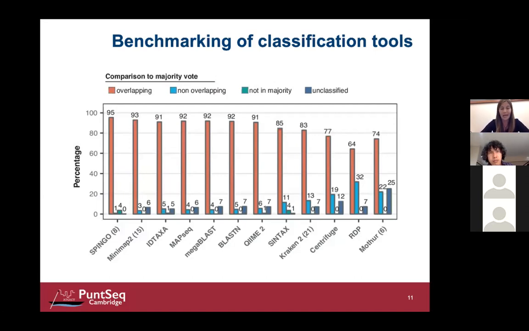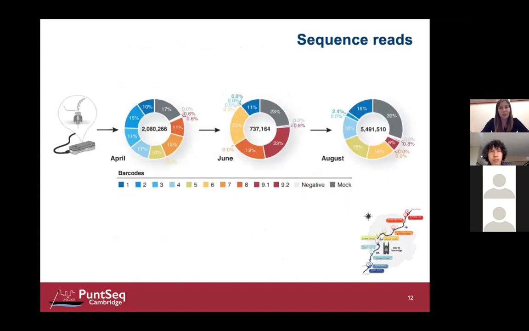And you see again here that Minimap2 is performing very well, together with ID Taxa, and also with Bingo and MapSeq. Especially MapSeq, I have to emphasize, performed quite well in both cases and also doesn't have a very large memory and runtime requirement. So that can definitely be an alternative. But I want to jump to some results now. So now we have our Minimap2 classified sequence reads.